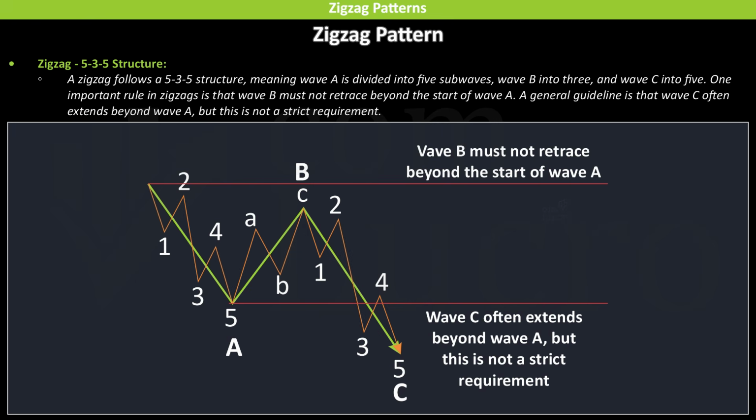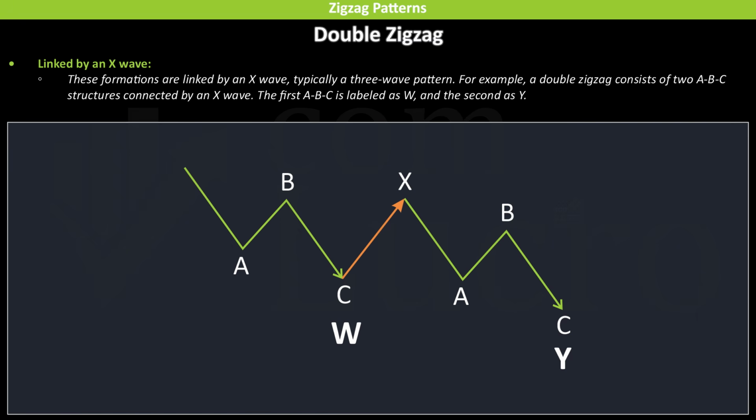Start with the zigzag. It's a 5-3-5 structure. Wave A subdivides into 5 subwaves, wave B into 3, and wave C into 5 again. One rule governs it. Wave B must never retrace beyond the start of wave A, and one guideline: wave C usually extends past the end of wave A, though it isn't obliged to. From there, the pattern can stack.